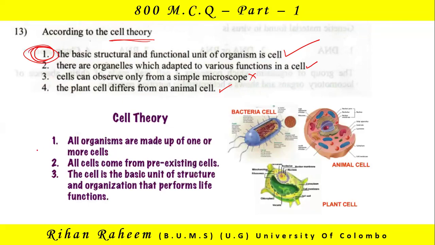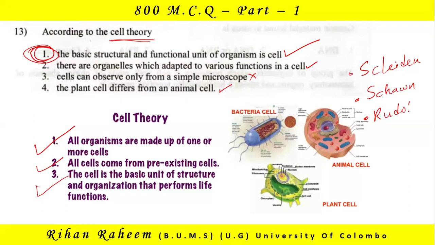All organisms are made up of one or more cells. New cells arise from pre-existing cells. The cell is the basic structural unit and the functional unit of the organisms. These 3 were said by 3 scientists: Schleiden, Schwann, and Rudolf Virchow. Remember these names, they are needed.